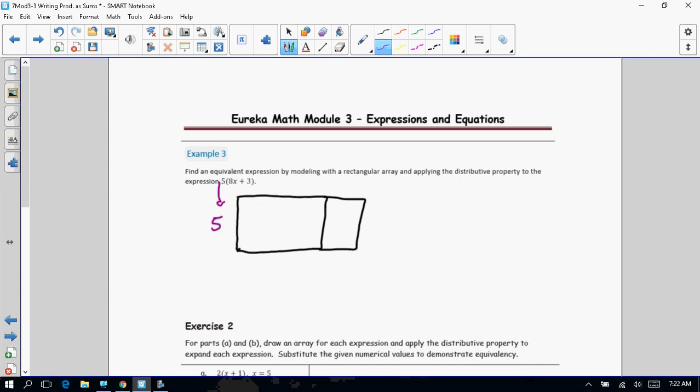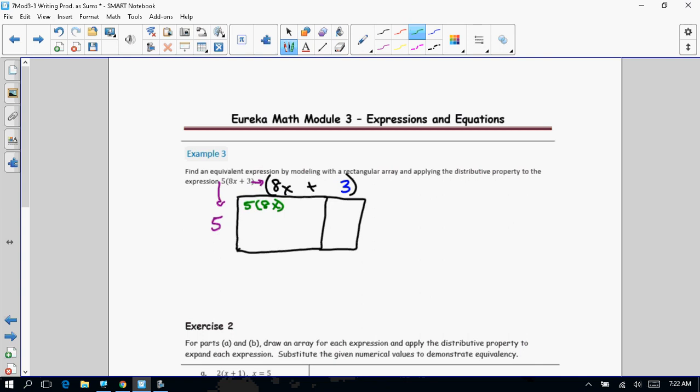You know what, just to make it easy, I'm going to just draw this one up here. I'm going to write 8x up here plus 3 across the top, 8x plus 3. Okay, just so you guys can see where everything goes. This is that second number. All right, so ultimately, this space here is 5 times 8x.